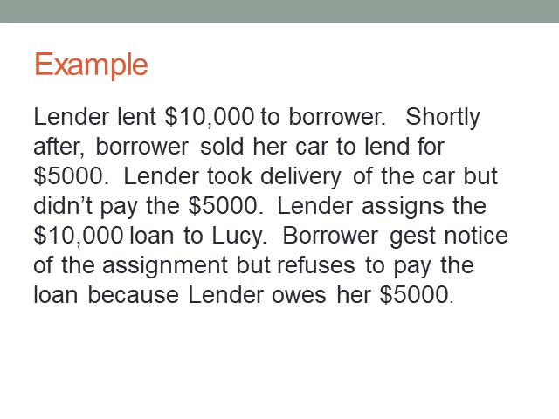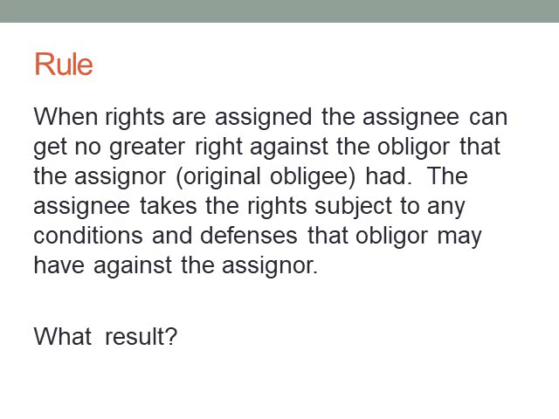When rights are assigned, the assignee can get no greater right against the obligor than the assignor, who was the original obligee, had. Okay? The assignee takes the rights subject to any conditions and defenses that the obligor may have against the assignor. So, do we have any issues here? If Lucy is going to enforce the $10,000 loan against borrower, can the borrower get that offset of $5,000?